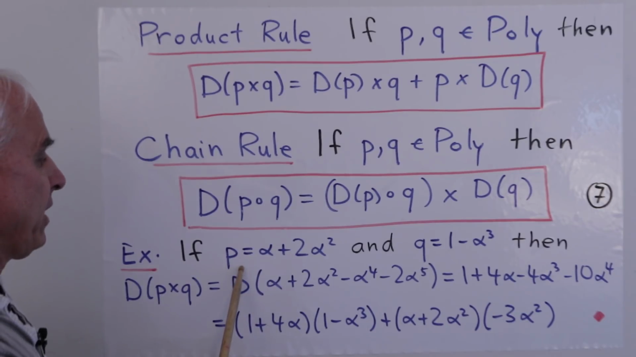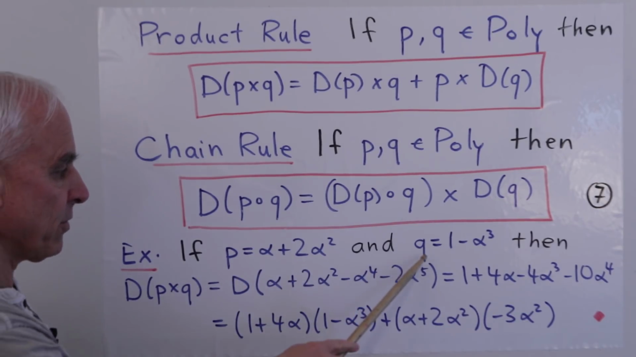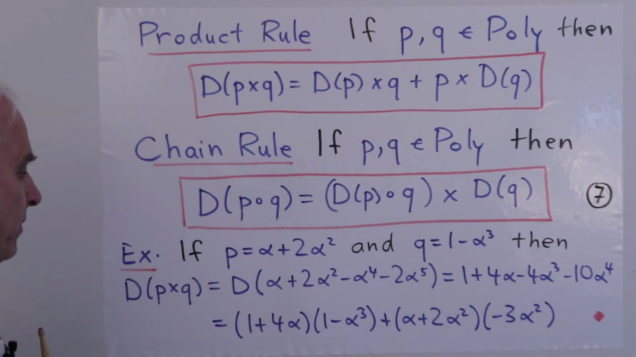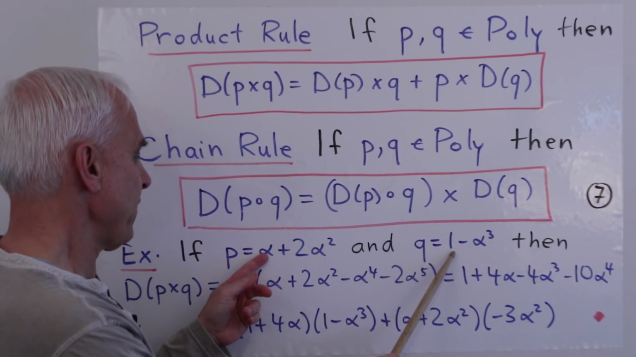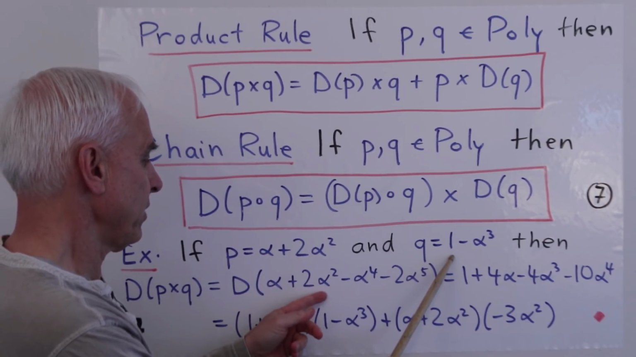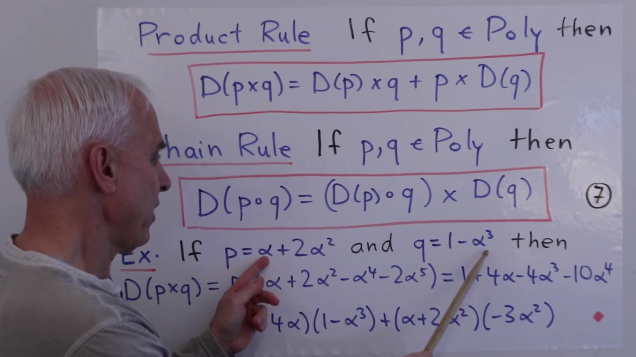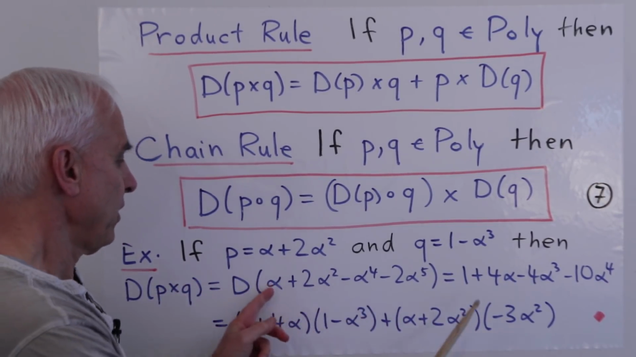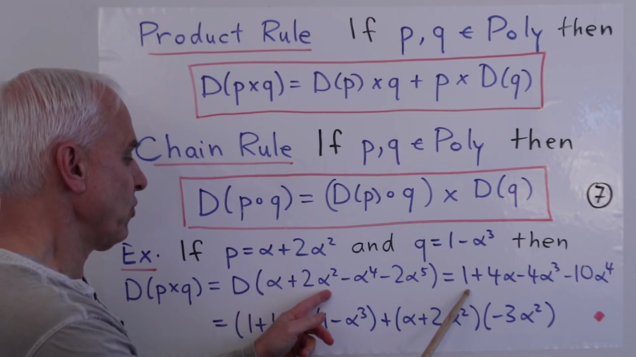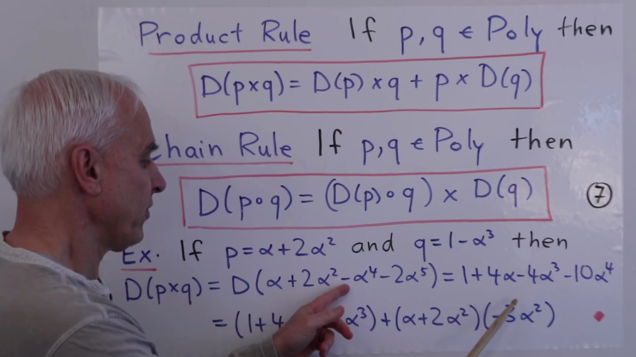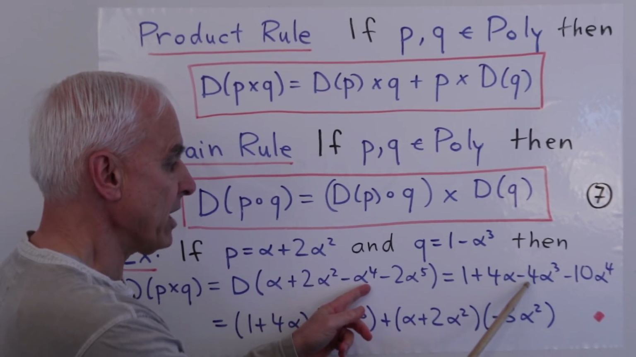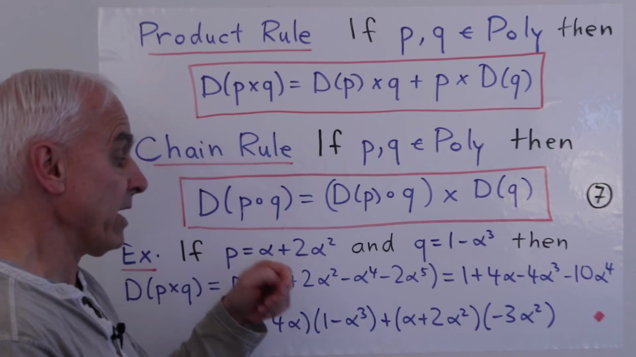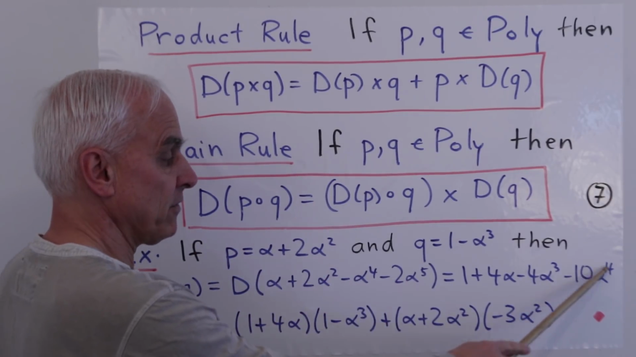So here's a polynumber p. It's alpha plus 2 alpha squared. Here's another one, q, which is 1 minus alpha cubed. So if we take the derivative of the product, what are we going to get? The product is alpha plus 2 alpha squared minus alpha to the fourth minus 2 alpha to the fifth. So there's the product there. We differentiate it. The derivative of alpha is 1. The derivative of 2 alpha squared is 4 alpha. The derivative of minus alpha to the fourth is minus 4 alpha cubed. And the derivative of minus 2 alpha to the fifth is minus 10 alpha to the fourth.